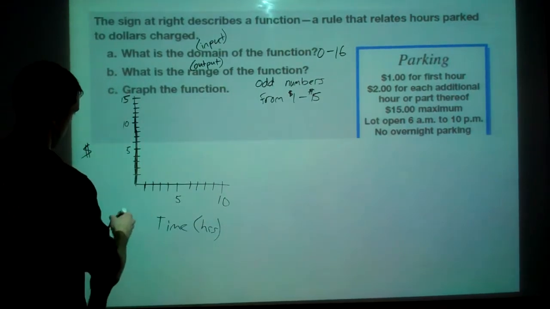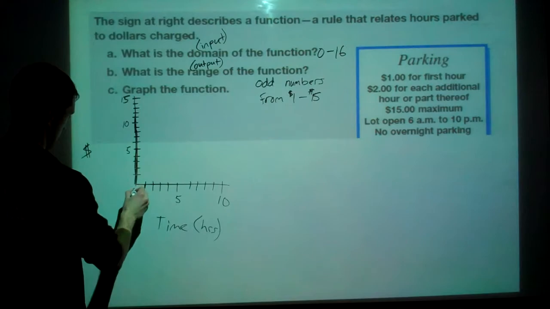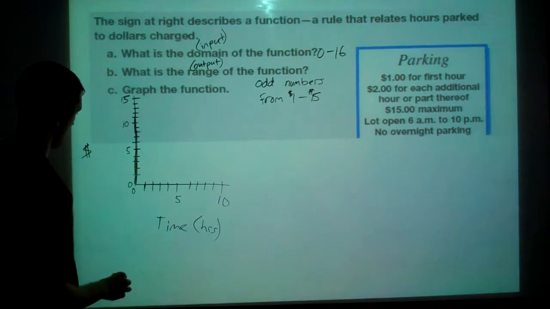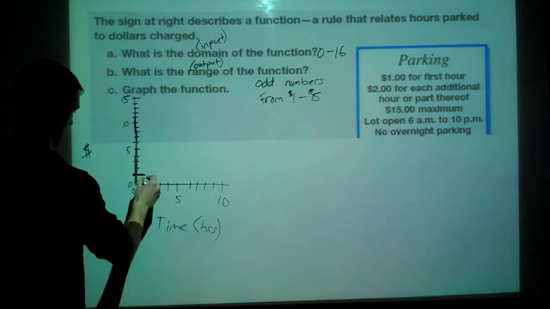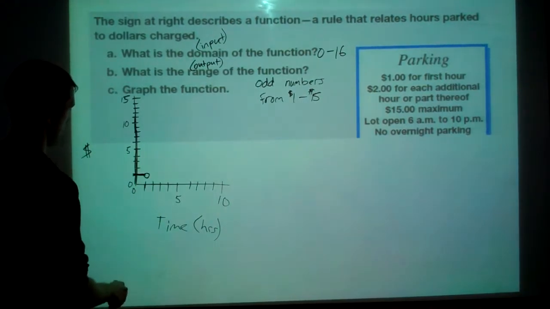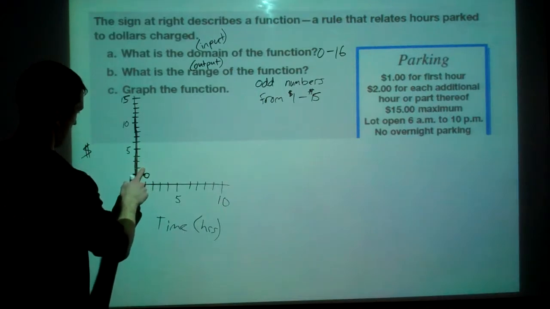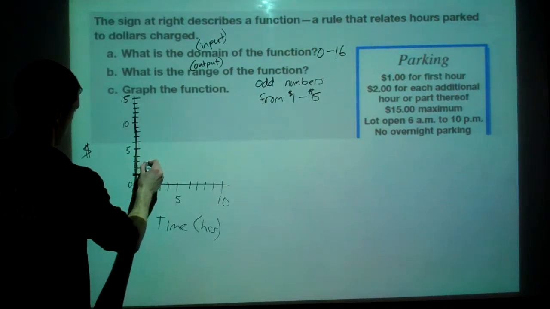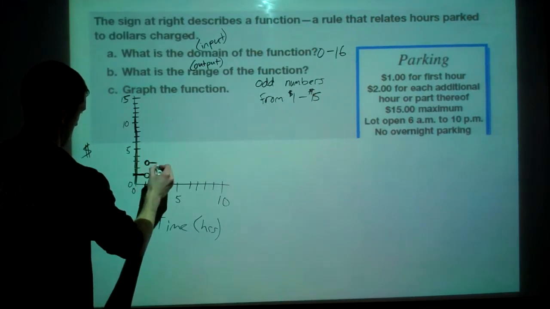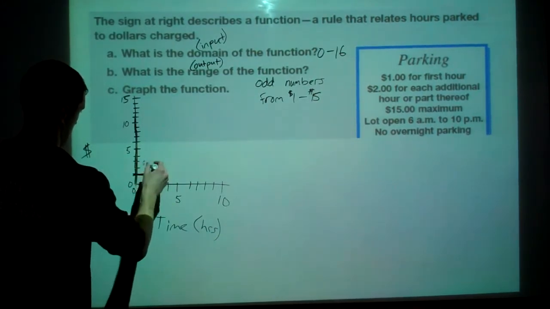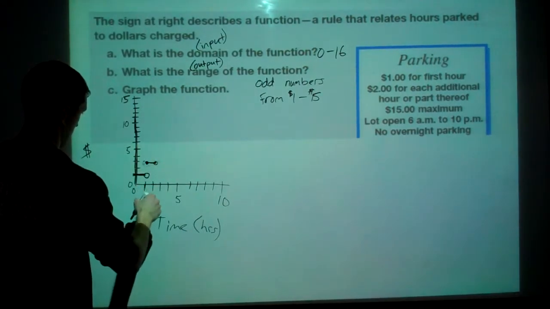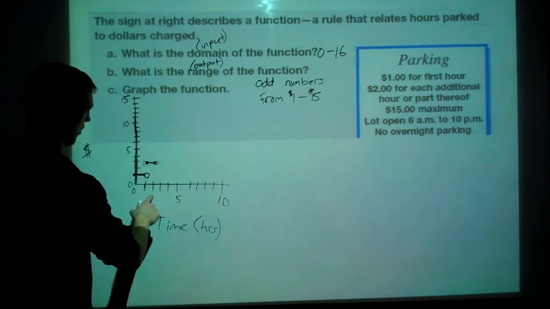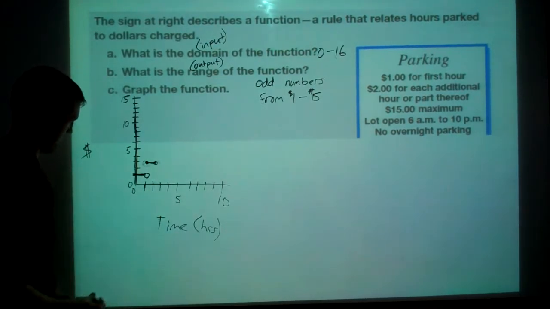Okay, so for your first hour, that's from 0 hours to 1 hour. You can be charged $1. Okay, but once that hour is up, we're going to leave an open circle here, because once that hour is up and you've been there for 2 hours, you get charged $3. Okay, so this is going to be kind of a weird looking function. So from 1 hour to 2 hours, it's $3.